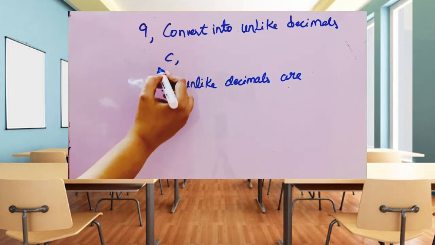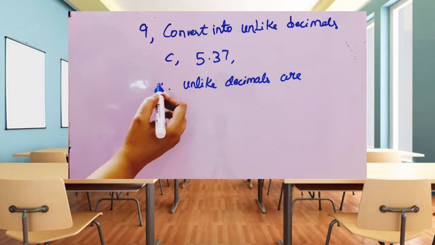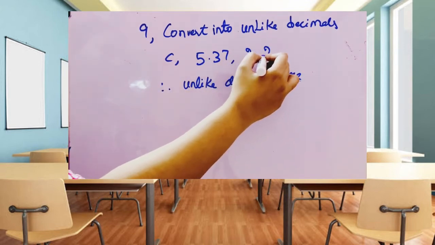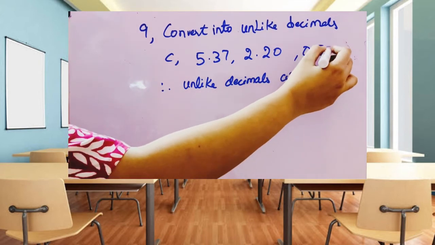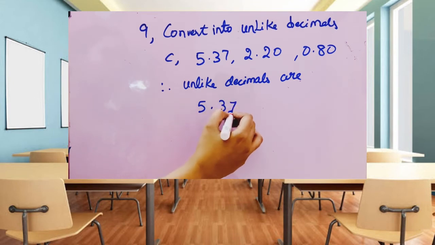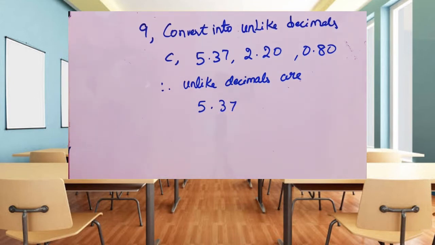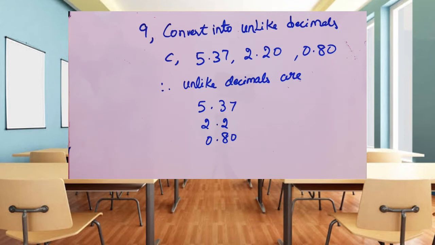C: 5.37, 2.20, 0.80. So the first one can be written as 5.37. Okay, we cannot change it. Second one can be written as 2.2, and the last one can be written as 0.80. This is the third sum. Now we are going to see the last one, D.